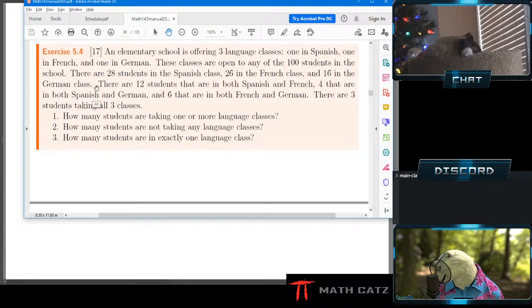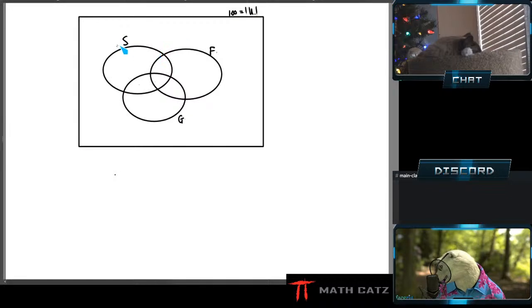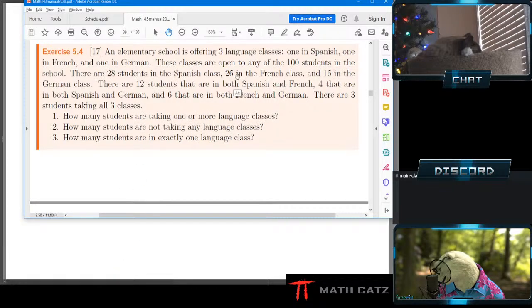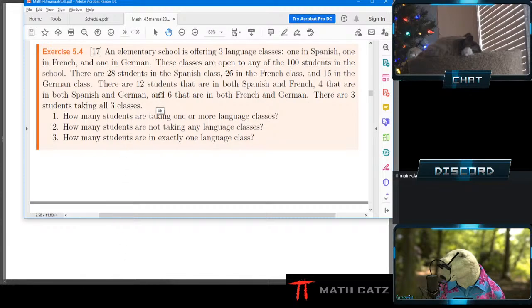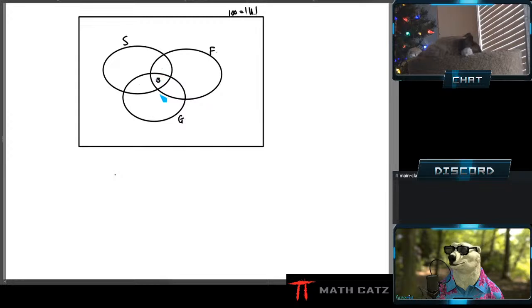German, same problem. There are 12 students that are in both Spanish and French. Now, Spanish and French is the overlap here, but that consists of these 2 regions. Can't put it in. 4 that are in both Spanish and German, 2 regions. Same for the 6. There are 3 students taking all 3 classes. Ooh, hello. That's only this region. I can put it in.